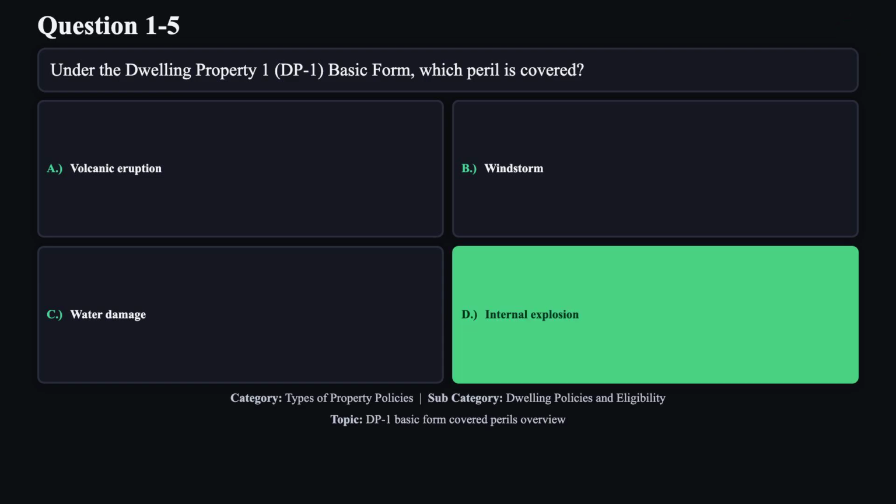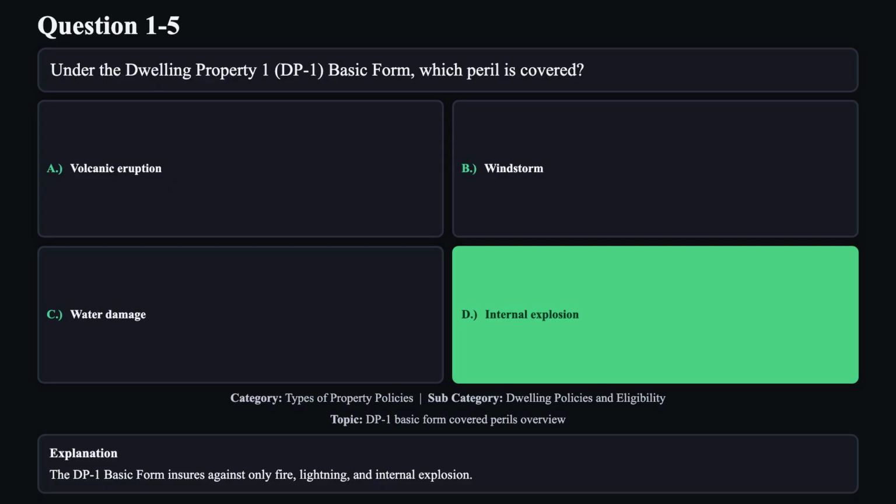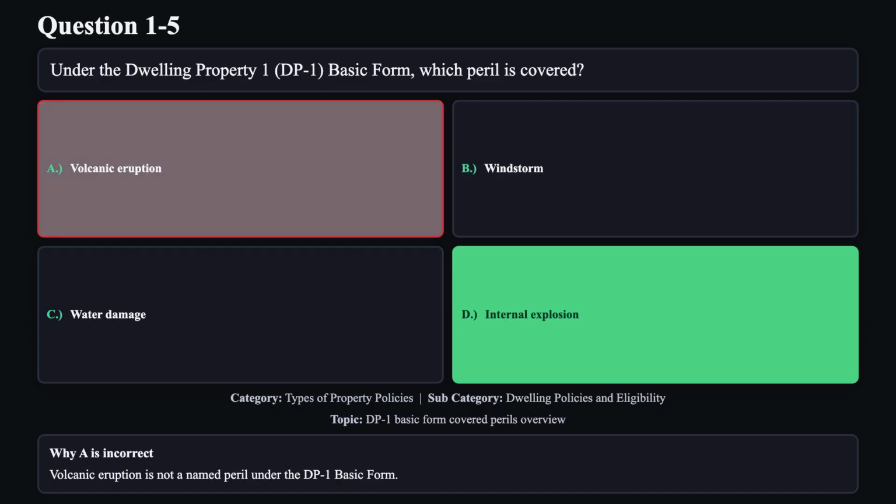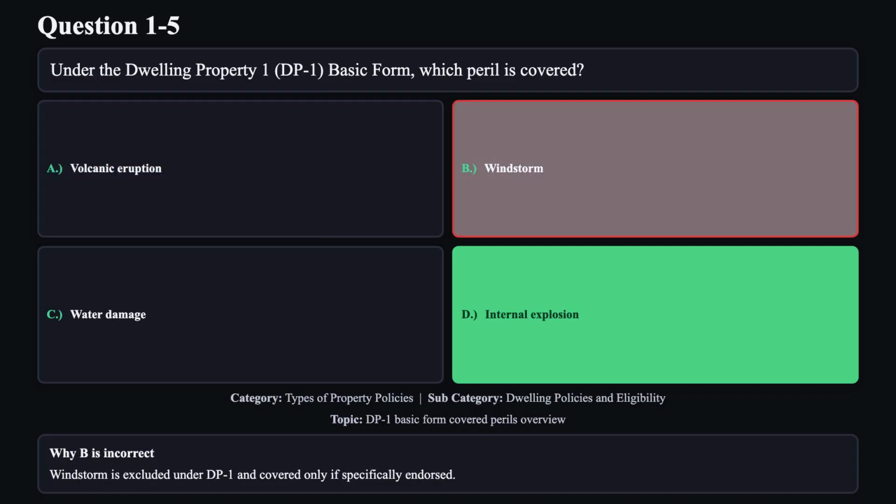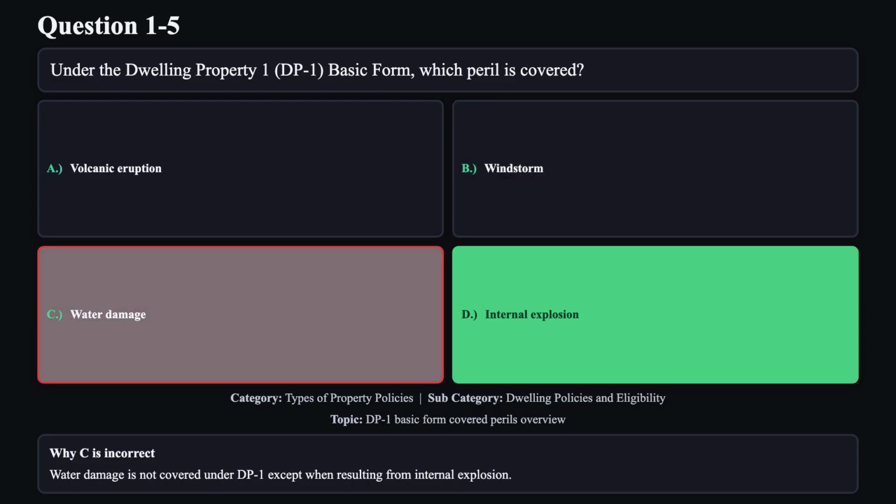The correct answer is D. The DP-1 basic form insures against only fire, lightning, and internal explosion. Reason A is not correct. Volcanic eruption is not a named peril under the DP-1 basic form. Reason B is not correct. Windstorm is excluded under DP-1 and covered only if specifically endorsed. Reason C is not correct. Water damage is not covered under DP-1, except when resulting from internal explosion.